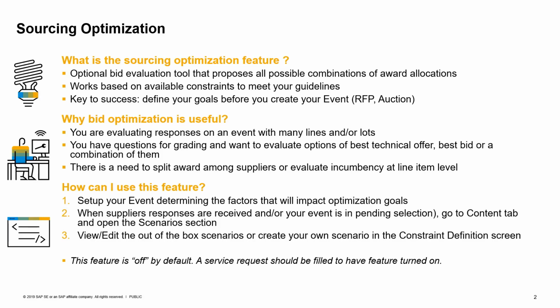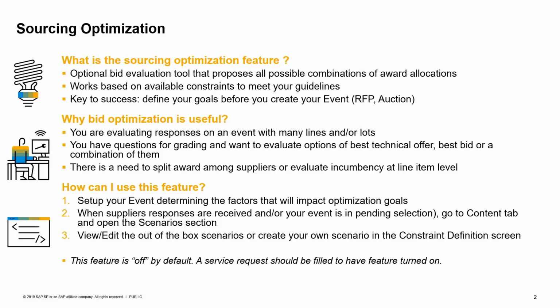And why is bid optimization useful? When you are evaluating responses from suppliers with many lines or lots on it, or you have a question for grading and want to evaluate options of best technical offer or best bid or even a combination of them. And where there is a need to split award among suppliers or even evaluate incumbents at line item level. These are the cases usually you can leverage this function.